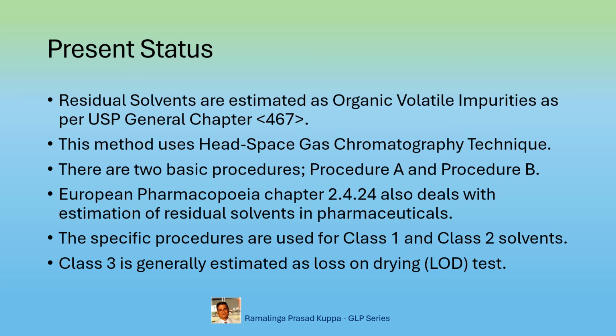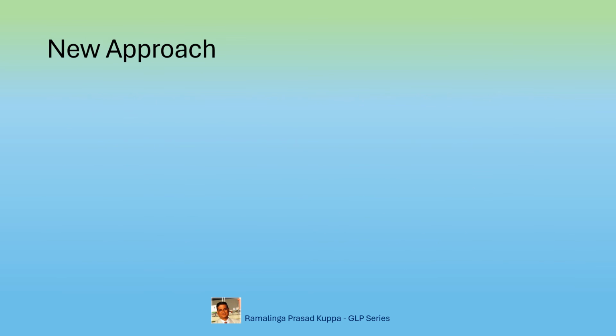Class 3 solvent is generally estimated as loss on drying, that is LOD test. Class 3 solvents are least toxic and generally estimated as loss on drying test at specific temperature depending upon the type of the residual solvent present in the product. Let us see the new approach.